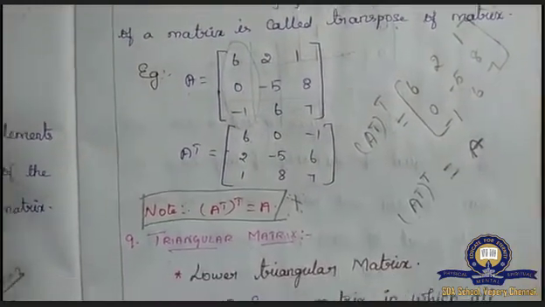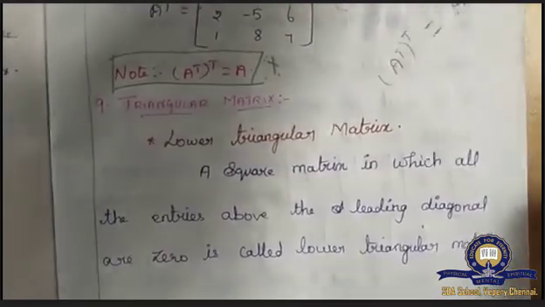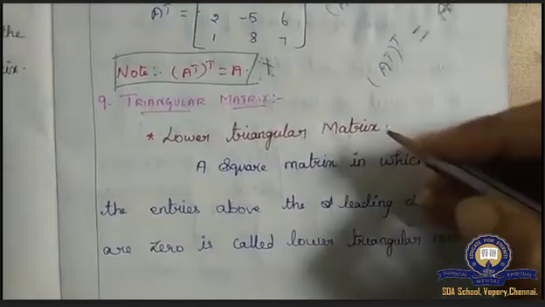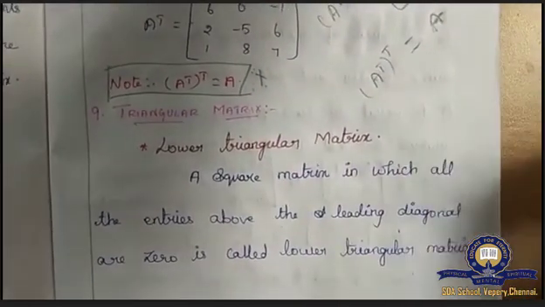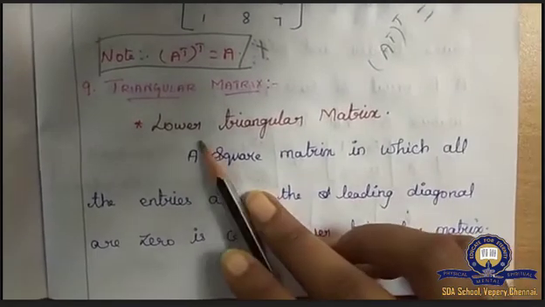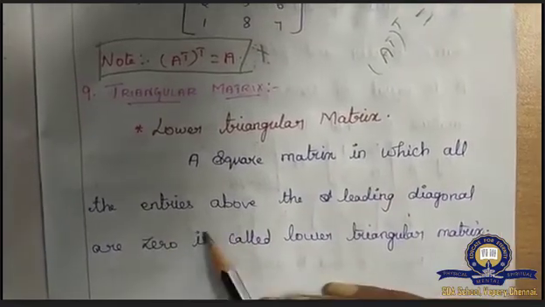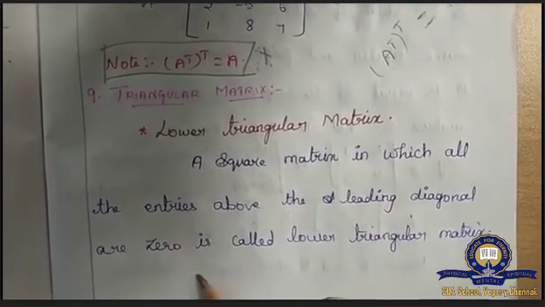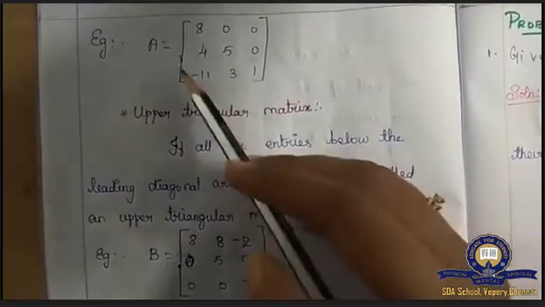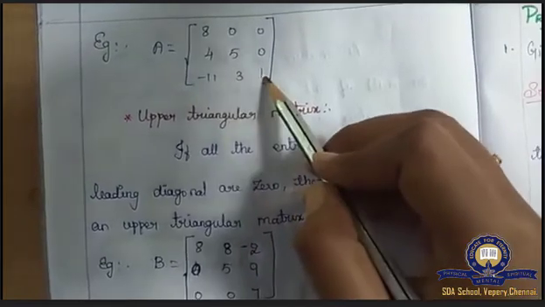It may be asked. The last type of matrix, triangular matrix. If you are going for triangular matrix, here we have two types of triangular matrix. Okay. One is lower triangular matrix and another one is upper triangular matrix. Okay. So here let's see what a lower triangular matrix is. A square matrix in which all the entries above the leading diagonal are 0 is called the lower triangular matrix. So here the example 8, 0, 0, 4, 5, 0, minus 11, 3 and 1.